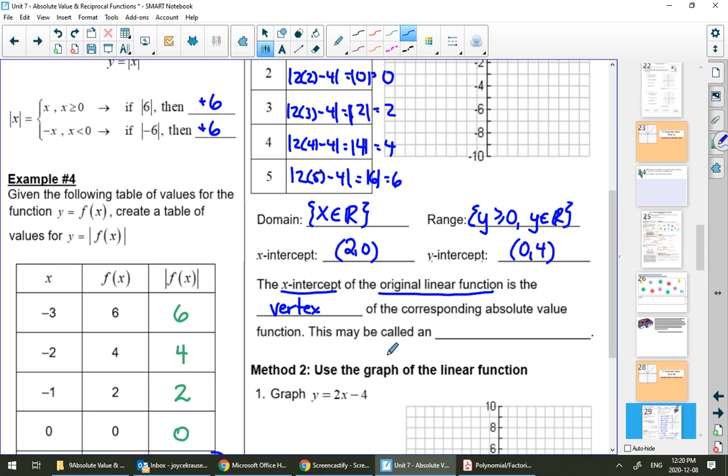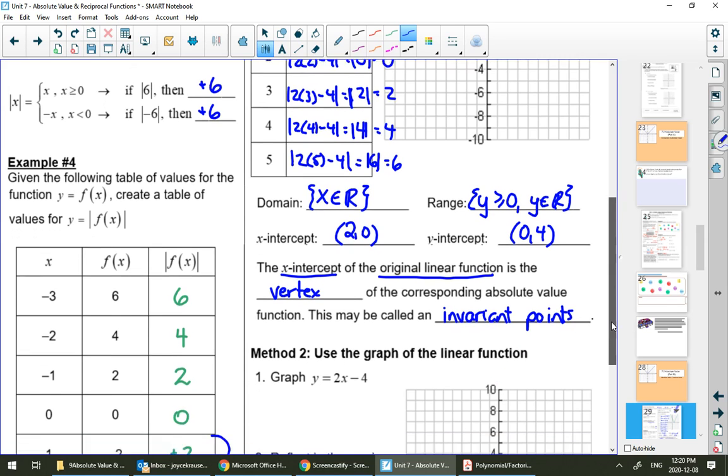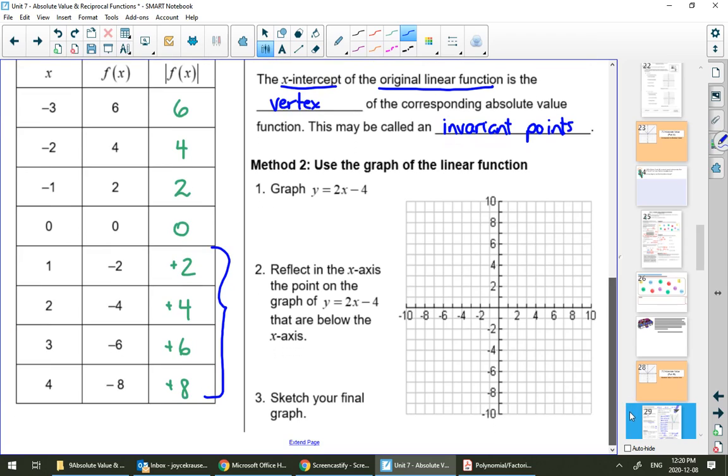And because those 2 points are the same on both graphs, they're called invariant points. So we talked about invariant points with reciprocal functions, and now we're also dealing with invariant points when we have absolute value functions. So just as a refresher, that's when our points are the same on both the original graph and the new graph.